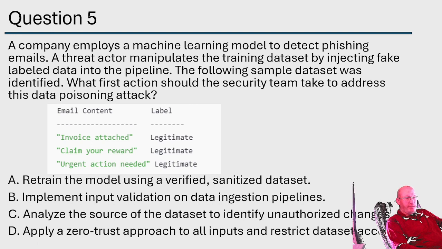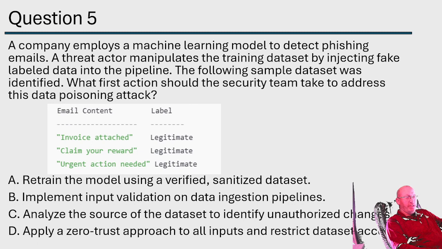So A or C. I'll give you about 5 seconds. I know this one's a little bit more difficult than the other ones. What do you think? All right. If you answered C, analyze the source of the data set to identify unauthorized changes, you'd be correct. Congratulations. 100% correct.